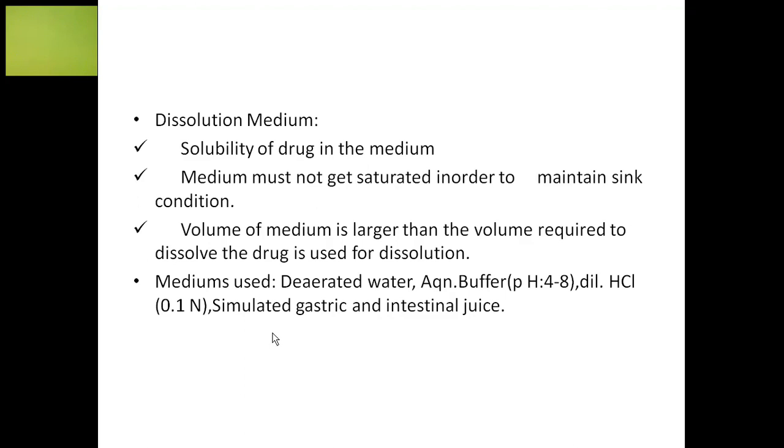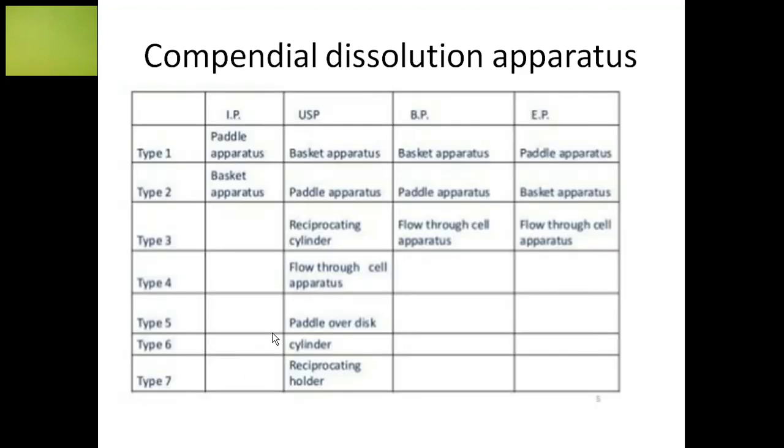These are some of your compendial or standard official dissolution apparatus as per IP, USP, BP and EP. So you should try to remember these names, as type 1, type 2, type 3, type 4, type 5, type 6, type 7. Specifically these 7 types are available for USP, and for almost all, that is IP, USP, BP and EP, you can find that type 1 and type 2 is common.